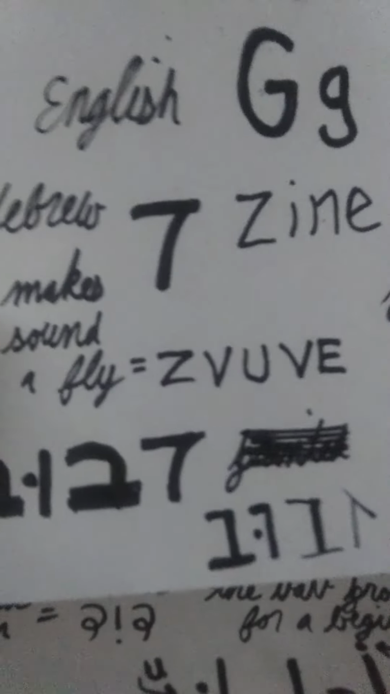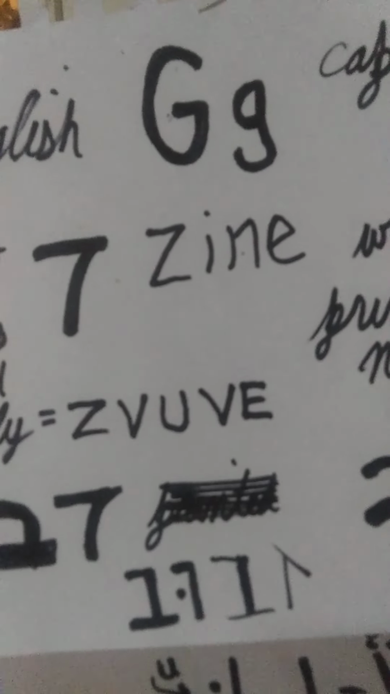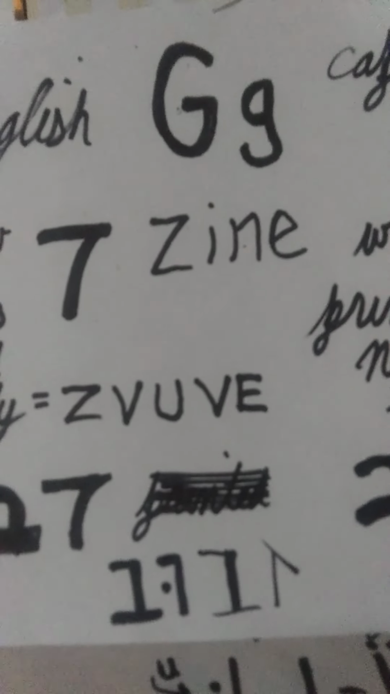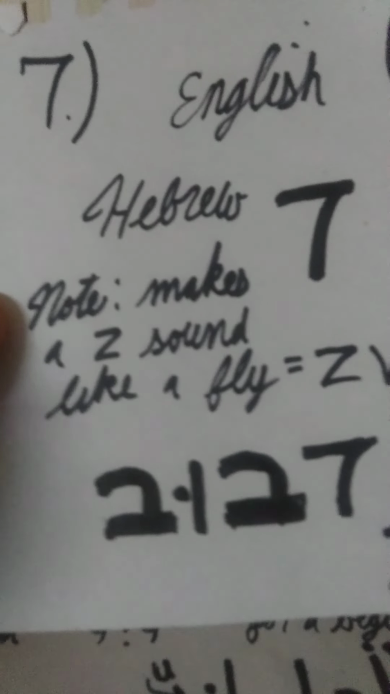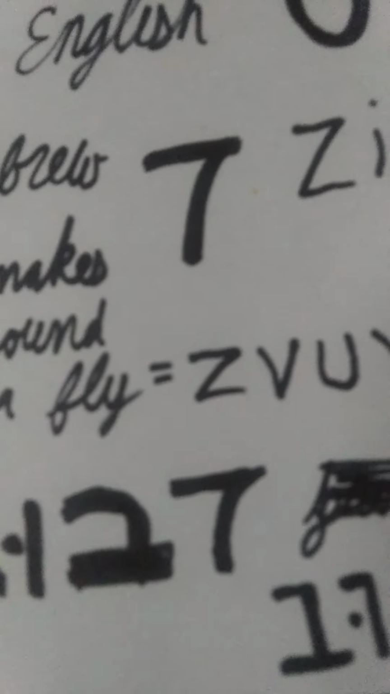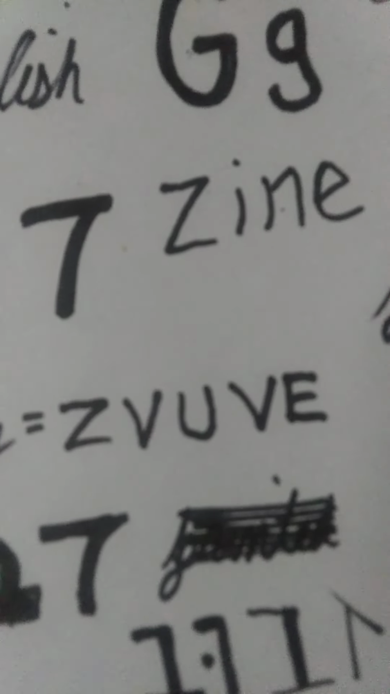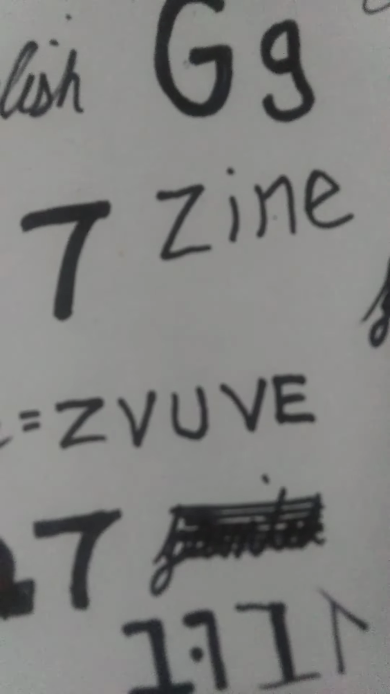Now we're on to Zayin, number 7. Zayin. It's like our G, on the same place as the G would be in the English language. Zayin. So there's a note. This letter makes a Z sound, like a fly. Equals zvuv. Zvuv. That's a fly. That's how you say fly in Hebrew. Zvuv.